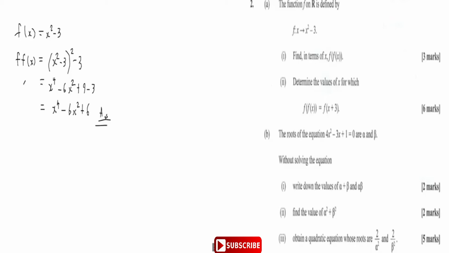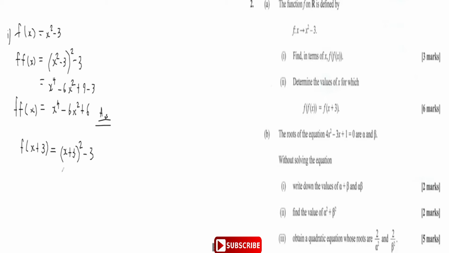The next part of the question is saying: solve for values of x where f of f of x is equal to f of x plus 3. Now we just find what is f of x plus 3, right? So before I even solve the equation, I just want to write down what is f of x plus 3. To find f of x plus 3, you replace x with x plus 3. So replacing x with x plus 3, we're going to get x plus 3 all squared, and subtract 3.